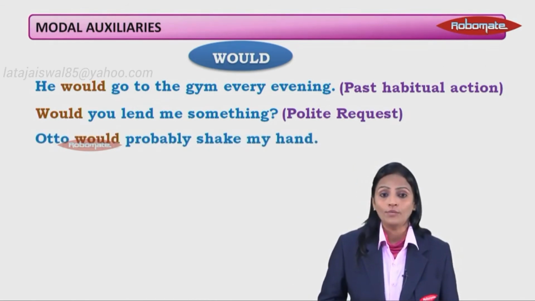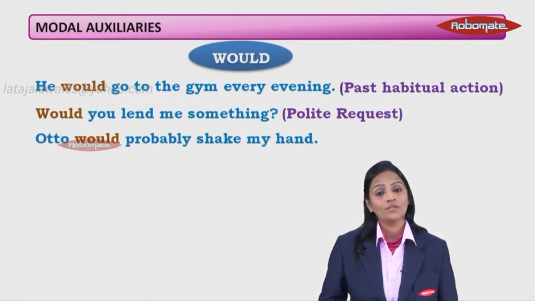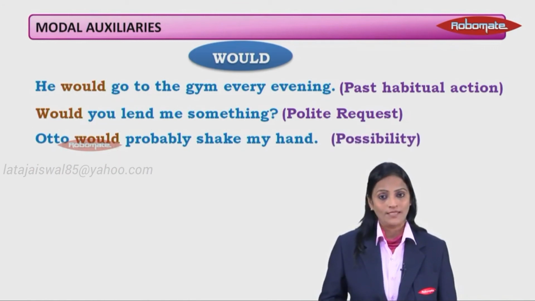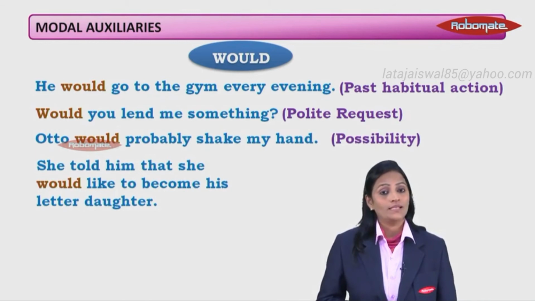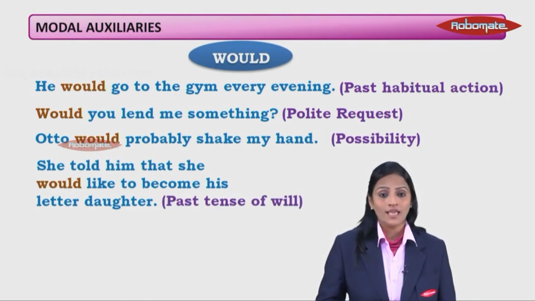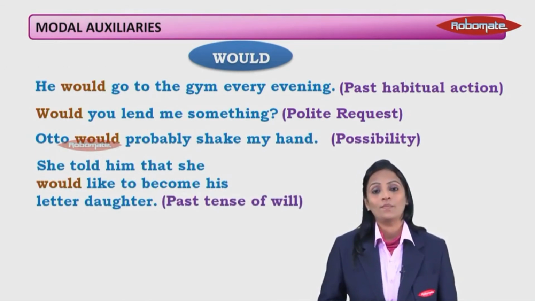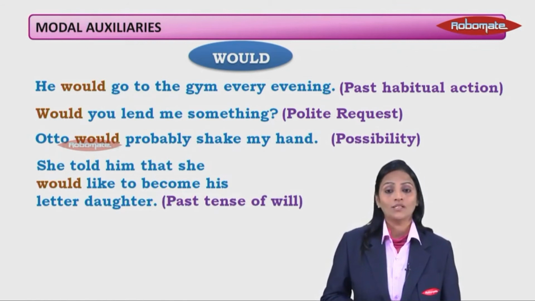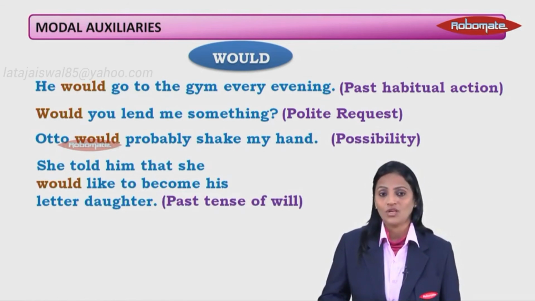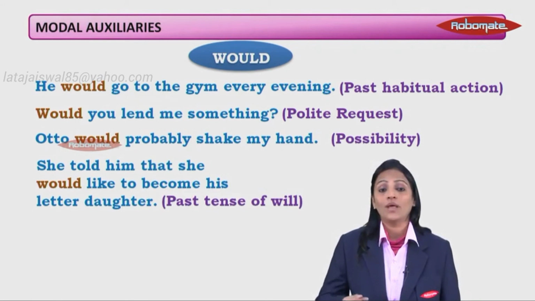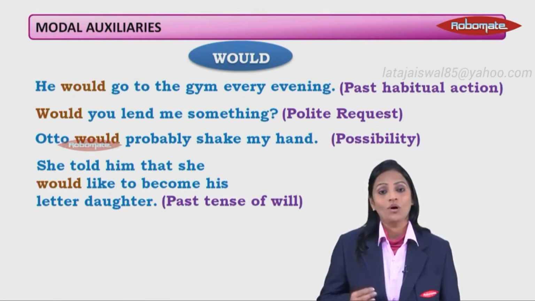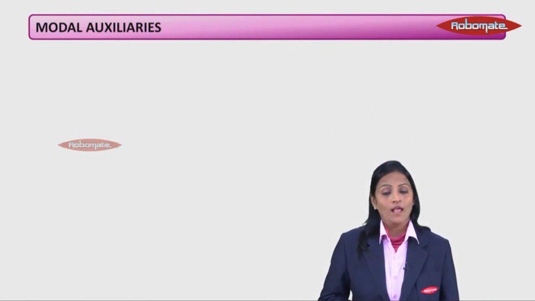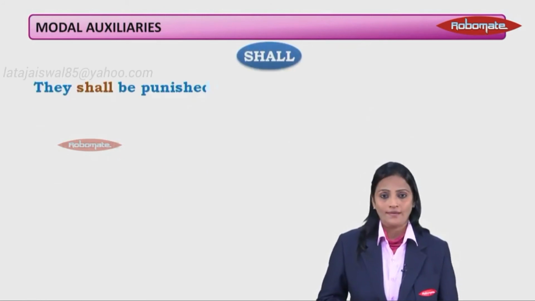Otto would probably shake my hand. Students, here it is possibility. She told him that she would like to become his letter daughter. Now in this case, the would is nothing but a past tense of will because it is an indirect speech, and I have already explained to you that when we change from direct to indirect, we change also the modal auxiliary.